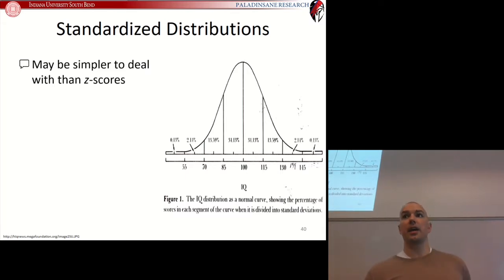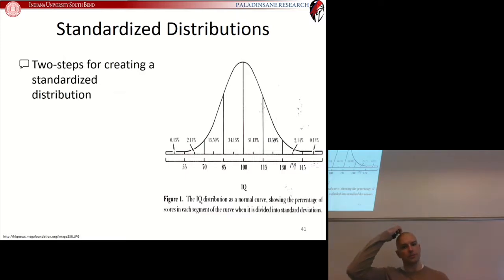So as a psychologist, if you ever want to communicate your ideas or your findings, for example, if you're a clinical psychologist and you want to communicate Jimmy's scores to his parents, it might be beneficial to standardize those scores, maybe make them look like an IQ test score. So we can do that with z-scores, and there are two steps for creating that standardized distribution.